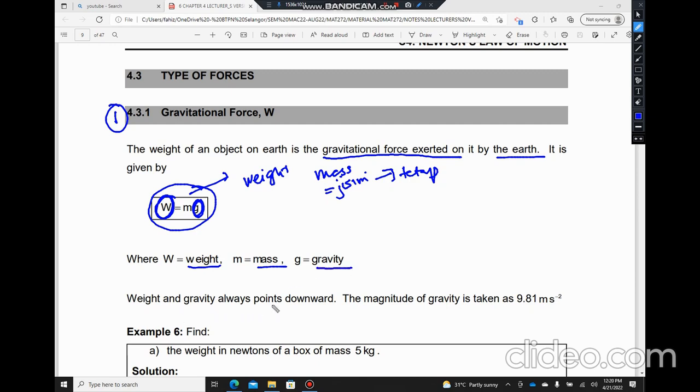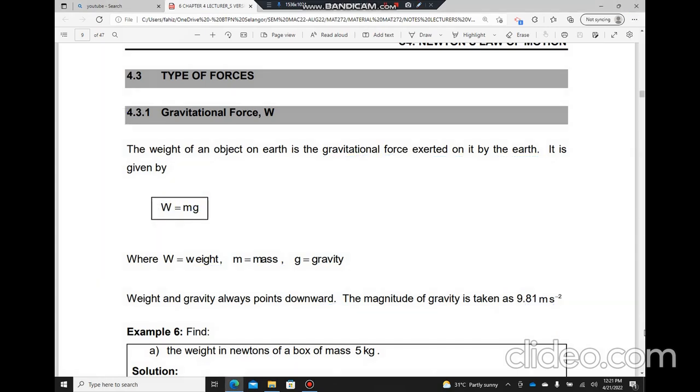Weight and gravity always points downward. So dia sentiasa ke bawah. 9.81 kan, biasa nilai untuk gravity. The magnitude of gravity is taken as 9.81 meter second negative 2. So dia adalah acceleration. Sebab kalau awak tengok kat sini dia adalah pecutan gravity. So that's why the unit here is ms negative 2.